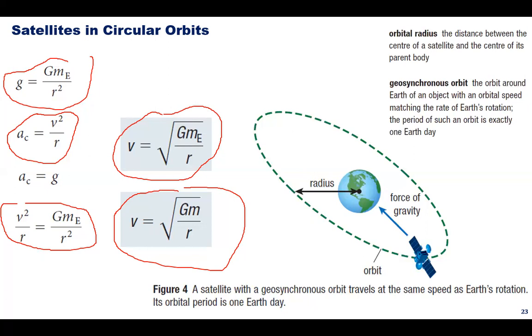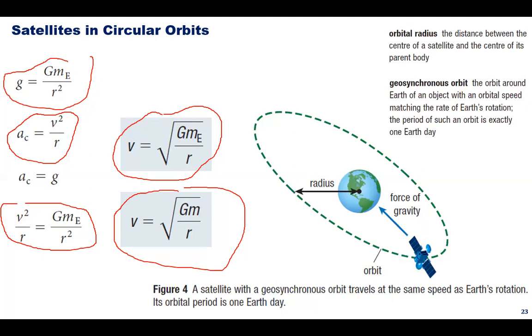To an observer on Earth, the satellite will appear to travel through the same point in the sky every 24 hours. A geostationary orbit is a type of geosynchronous orbit in which the satellite orbits directly over the equator. To an observer on Earth, a geostationary satellite will appear to remain fixed in the same point in the sky at all times.